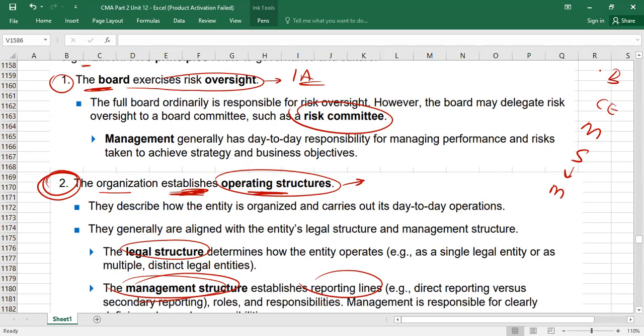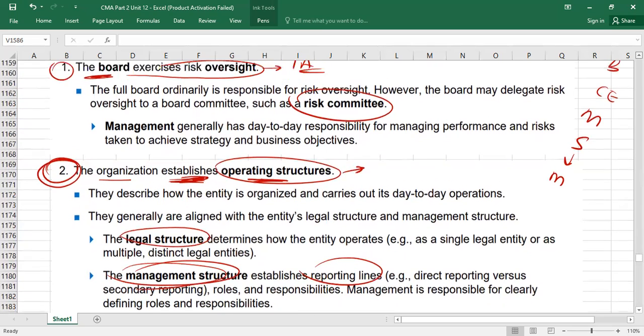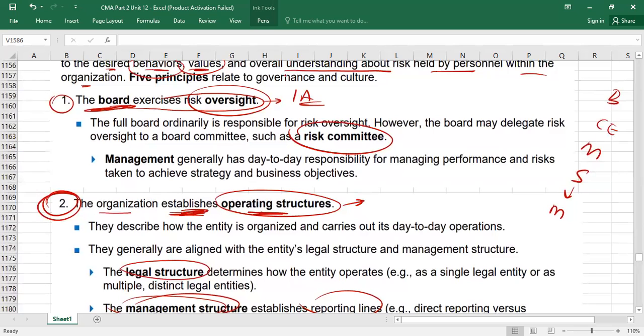So there is always a hierarchy, is there. That is called management structure. Management structure always establishes reporting lines. So these two things should be done. First thing: the board must take responsibility to oversee the risk management department. Second thing: the organization establishes an operating structure.